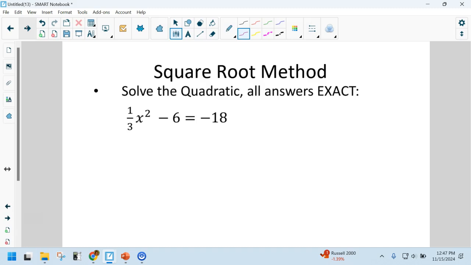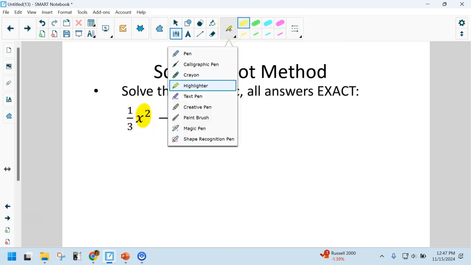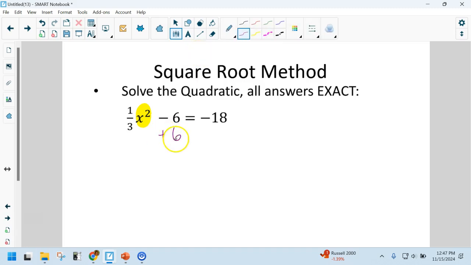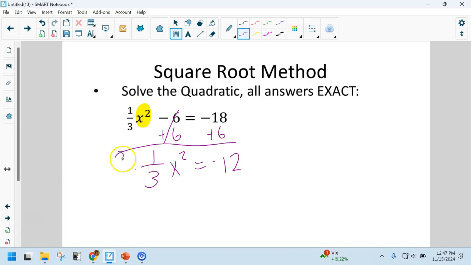Next problem, very similar, but you're going to notice one difference in this problem as we work through it. So I still start by adding 6 to both sides. I get 1/3 x squared equals negative 18 plus 6, which is negative 12. Remember, to get rid of a fraction, the easiest way is to multiply by the reciprocal. So I'm going to multiply both sides by 3. That cancels out my fraction and gives me x squared, and negative 12 times 3 is negative 36.